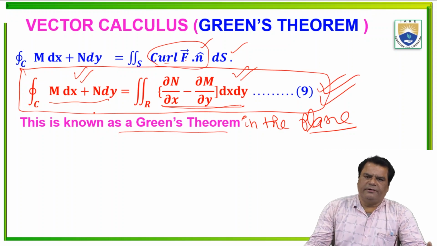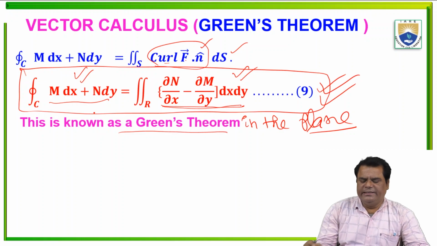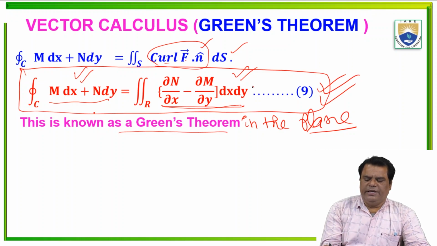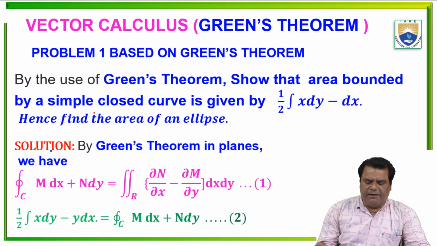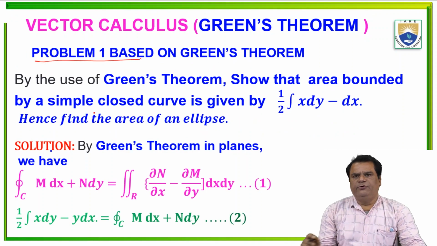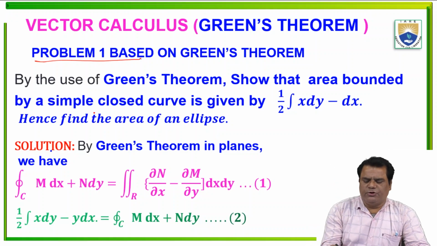This is problem one. Problem second, find the area. Area is this. This is the area integral, and this is the line integral. So in the question, you find the value of this line integral, which is equal to this area integral. So we can find area with the help of this formula also. Here, problem 1, I want to discuss problem 1 based on Green's theorem.